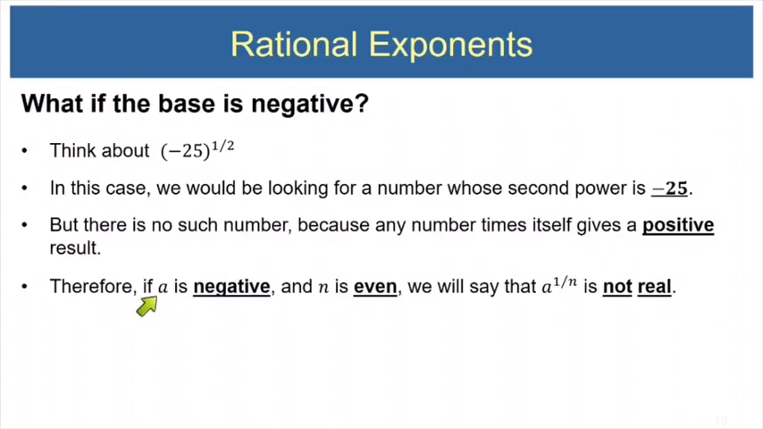So if a is negative, if your base is negative, but the denominator of your exponent is even, for right now we're just going to have to say that a to the 1 over n is not real. For example, negative 16 to the 1/4 power is not real, because in this case we would be looking for a number whose fourth power is negative 16. But any real number raised to the fourth power is going to have to be positive, so this is not a thing we can do at this point.